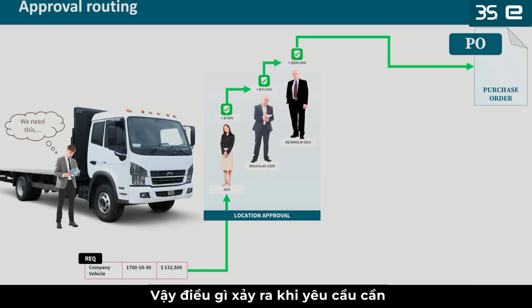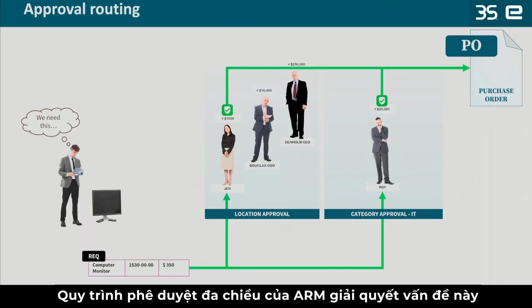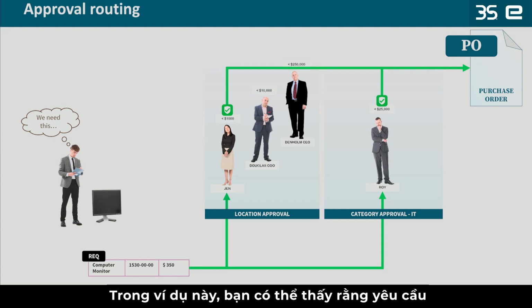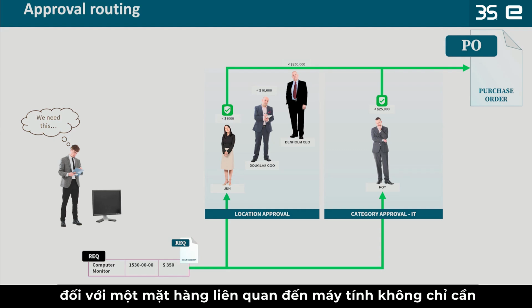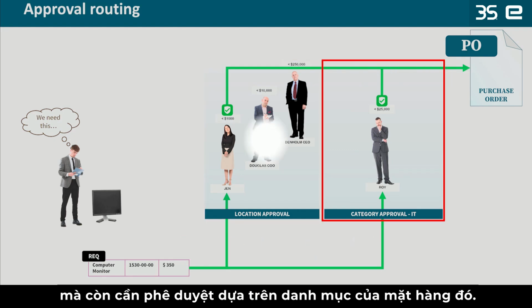So what happens when requisitions need to involve multiple approvers, but for multiple reasons? ARM's multi-dimensional approval workflow tackles this by allowing different criteria to trigger one or more completely independent approval workflows. In this example, you can see that a request for a computer-related item needs not only location approval, but also approval based on its category, IT.